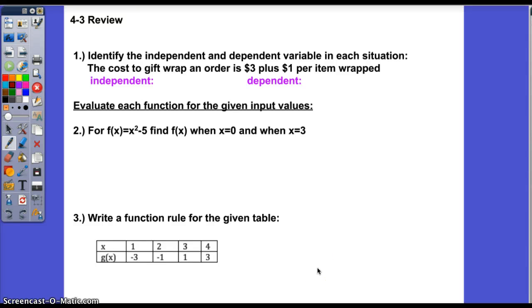Alrighty guys, to start today's class, we're going to do a review from yesterday. Number 1 says, identify the independent and dependent variable in each situation. The cost to gift wrap an order is $3 plus $1 per item wrapped. Again, the two things that are changing are the number of items and your total cost. So you want to ask yourself, does the total cost depend on the items or vice versa?